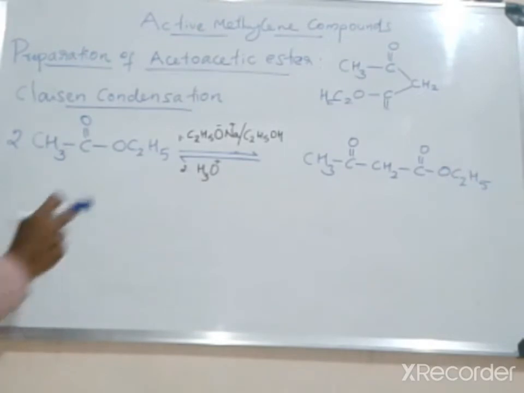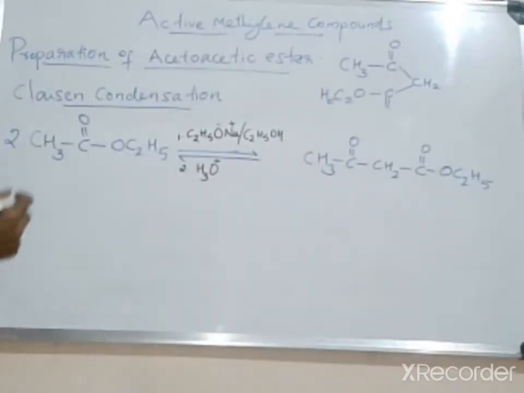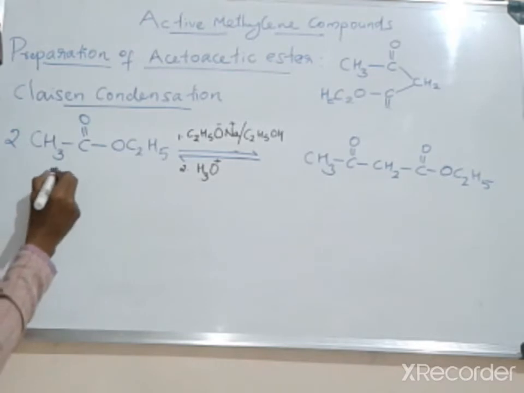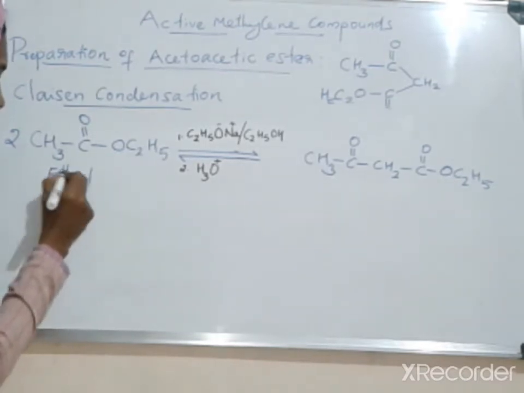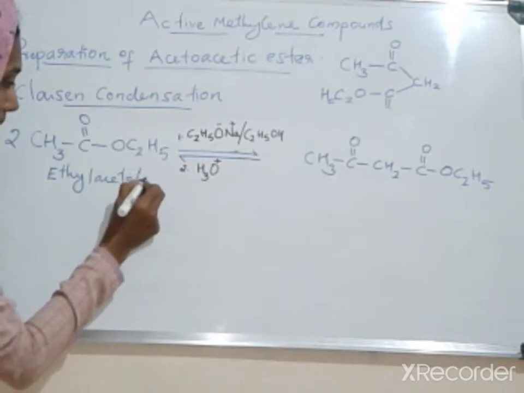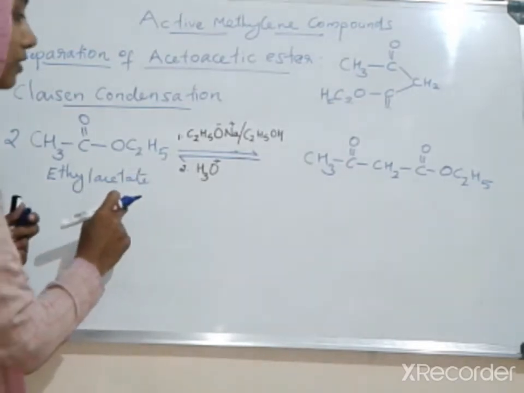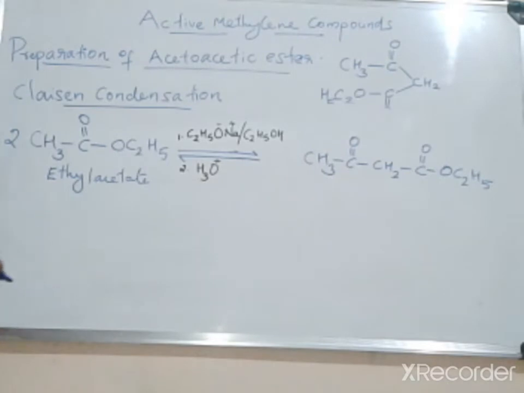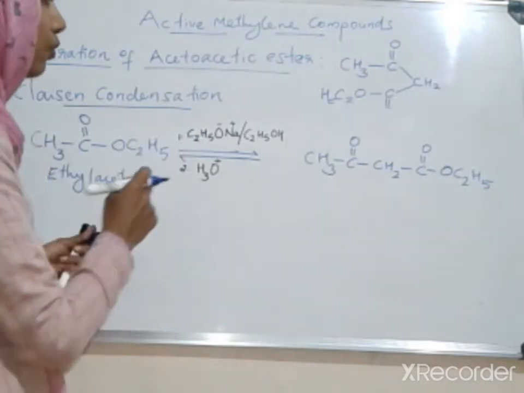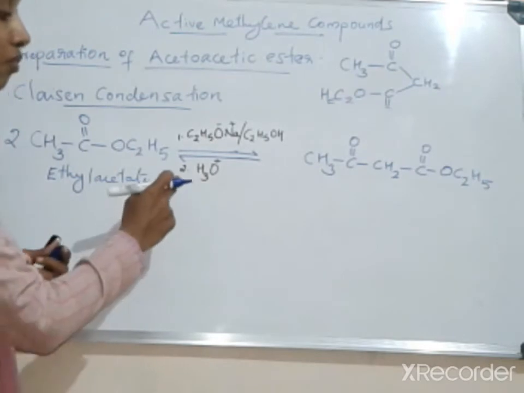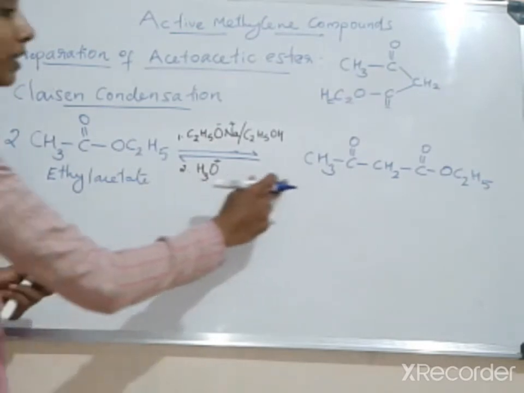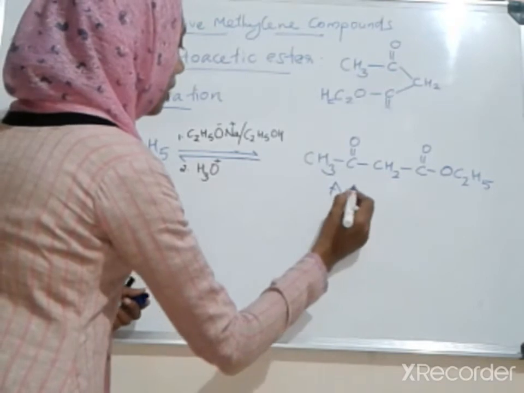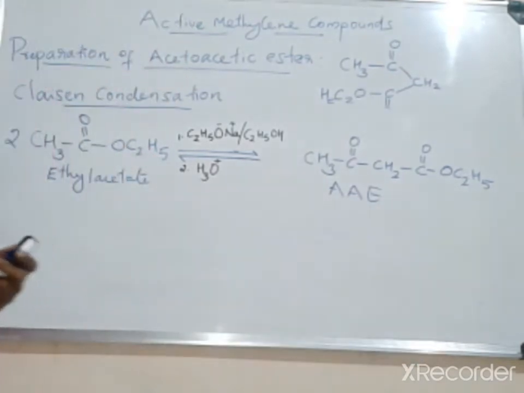Next, preparation of acetoacetic ester by Claisen condensation. In this reaction, two molecules of ethyl acetate are treated with a strong base such as sodium ethoxide in ethanol, followed by acid hydrolysis, to give acetoacetic ester.